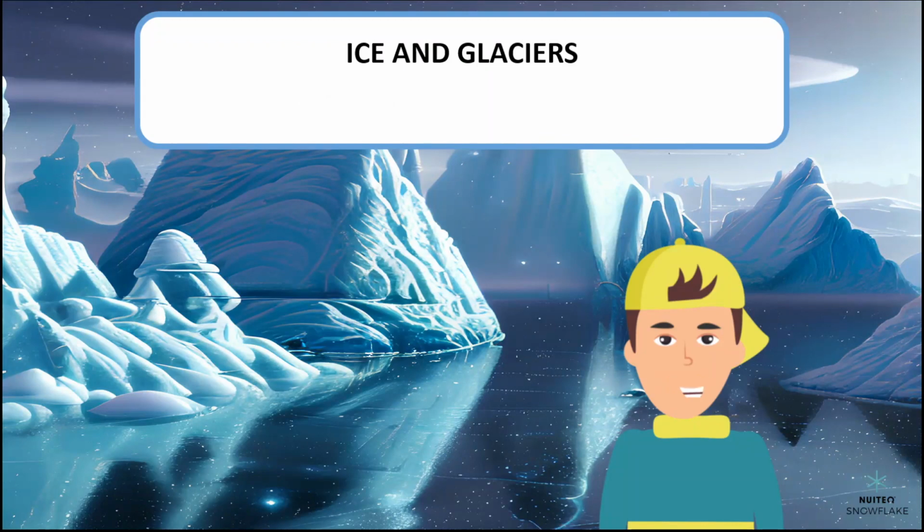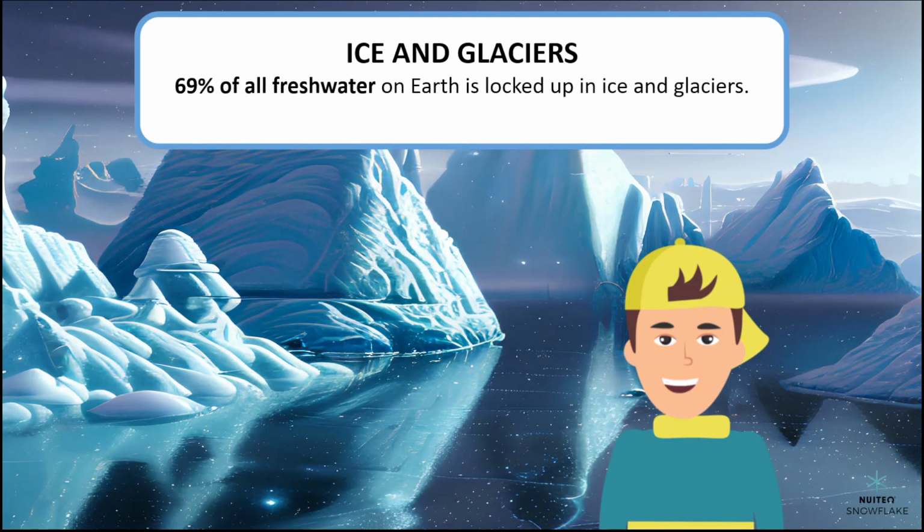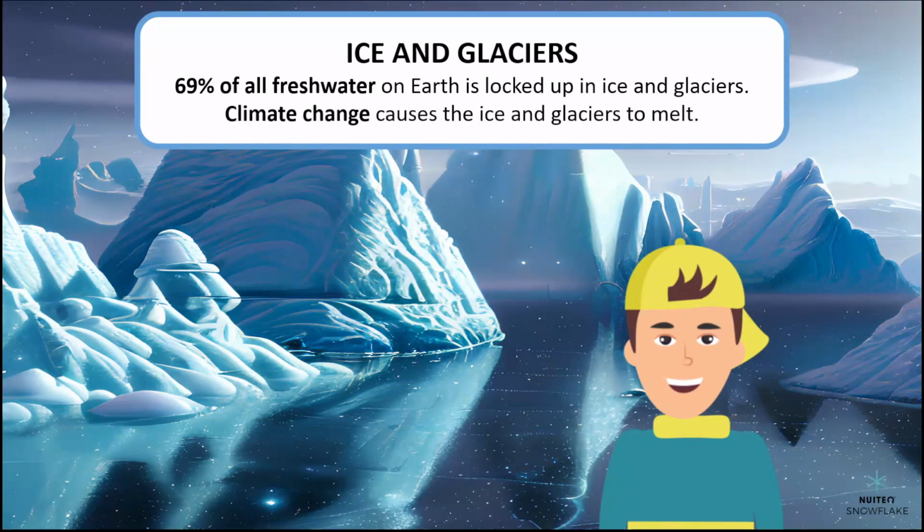Finally, let's talk about the water that is frozen in ice and glaciers. Did you know that about 69% of all fresh water on Earth is locked up in ice and glaciers? That's a lot! As the Earth's climate changes, the ice and glaciers are melting, which can have a big impact on the amount of fresh water available to us.